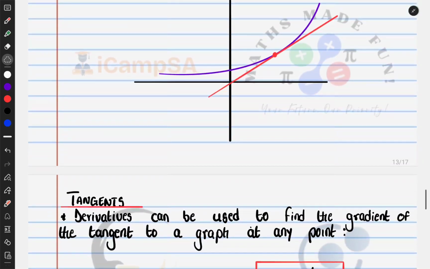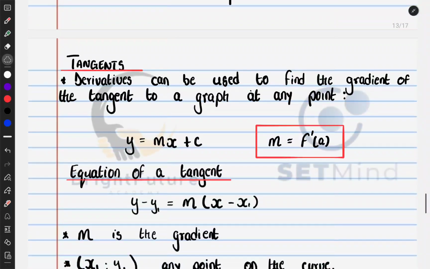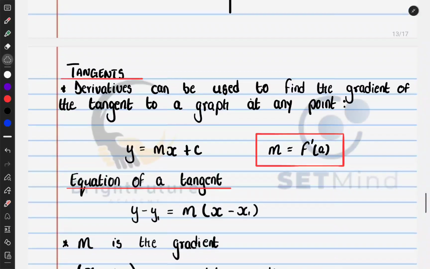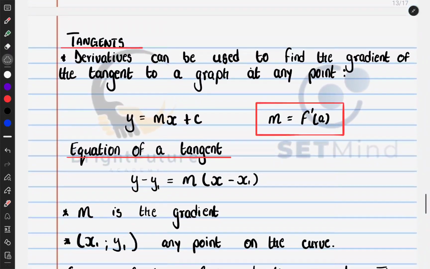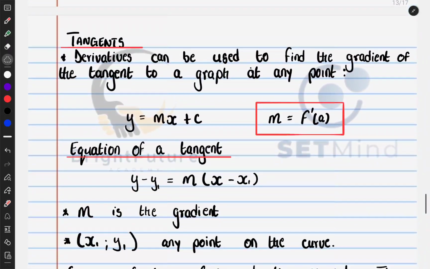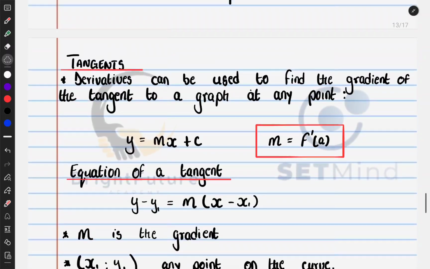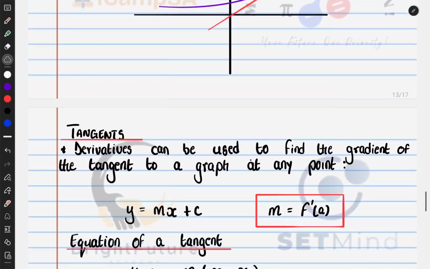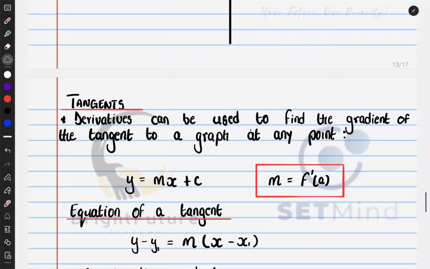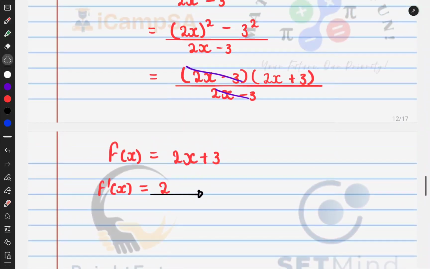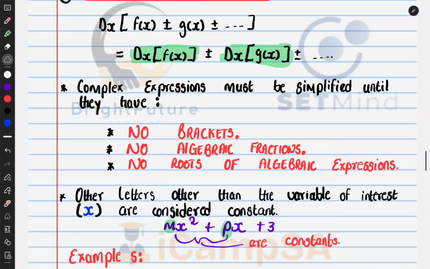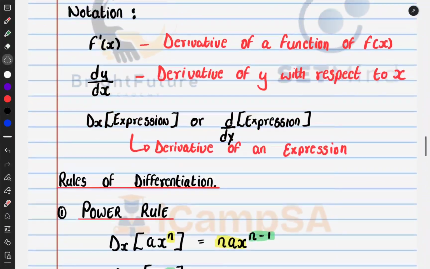So if we can find the gradient of the curve, that means we also have the gradient of the tangent to a graph. Okay, now let's come here. Remember that the derivative of a curve, f prime of x, is also used to determine the gradient of a curve. So let me see if that was mentioned.